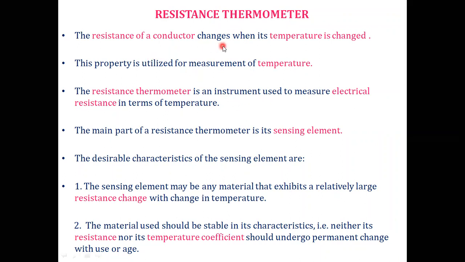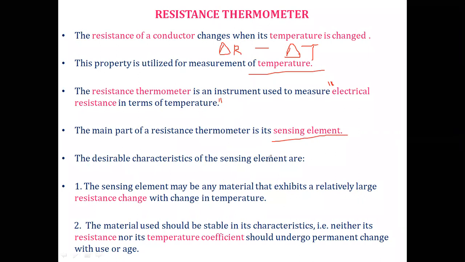The resistance of a conductor changes when its temperature changes. The basic principle is that the change in the resistance will give the change in the temperature. This property is utilized for measuring temperature. The resistance thermometer is an instrument used to measure electrical resistance in terms of temperature. The main part of a resistance thermometer is its sensing element.